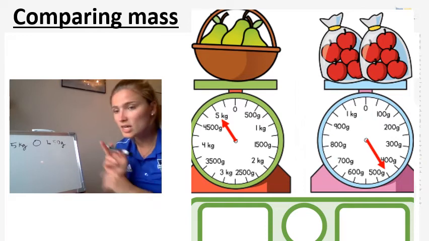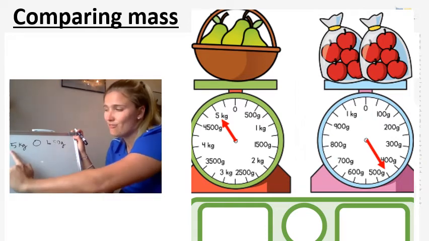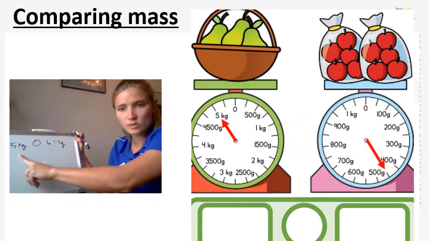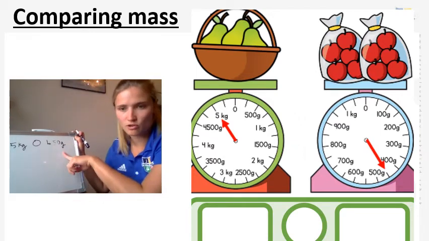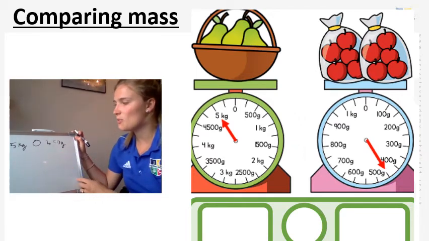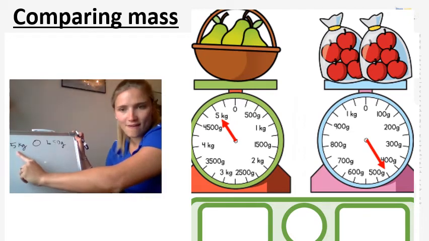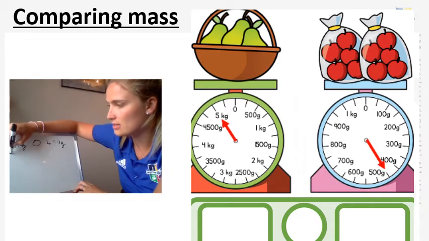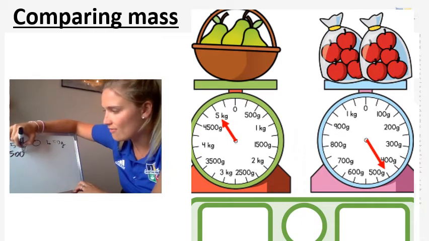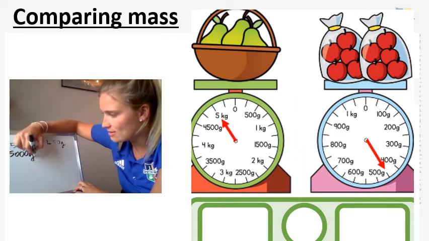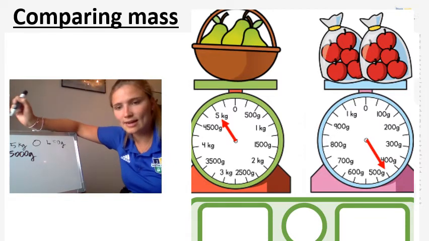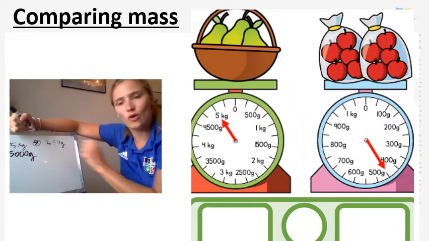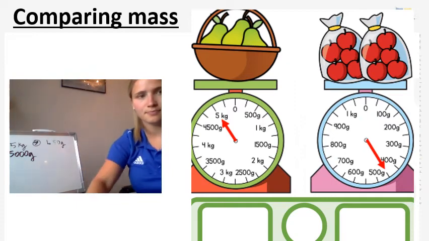Now, just because 450 is bigger than 5, does it mean that it is bigger? No, because look, this one's in kilograms and this one's in grams, so we need to convert it. So I'm going to convert my 5 kilograms into grams. Remember, in 1 kilogram there is 1,000 grams, so in 5 kilograms I'm going to have 5,000 grams. So I can now see that 5,000 grams is going to be greater than 450 grams.